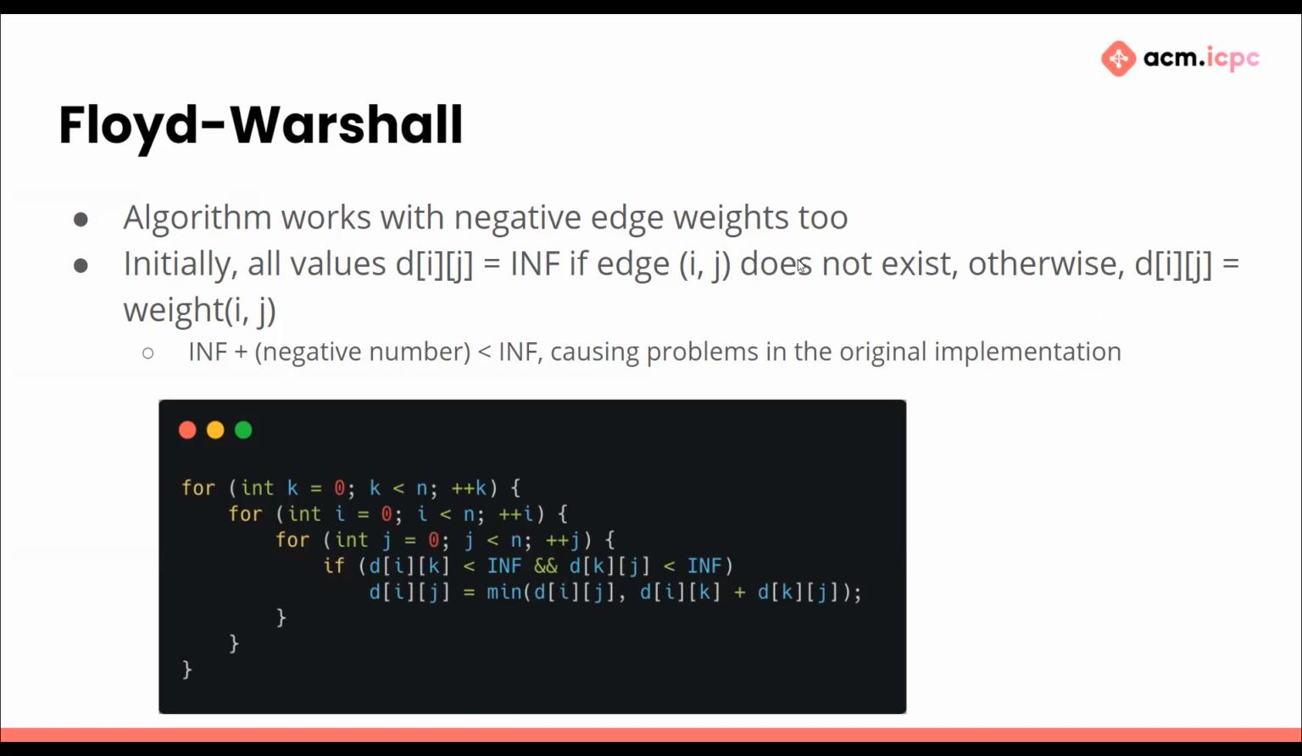So assuming we have an edge, let's say from 1 to 2 of weight 5, then d of 1, 2 will equal 5. In other words, we want to update the distance matrix with all the values of edges, just the distance between every two adjacent nodes.